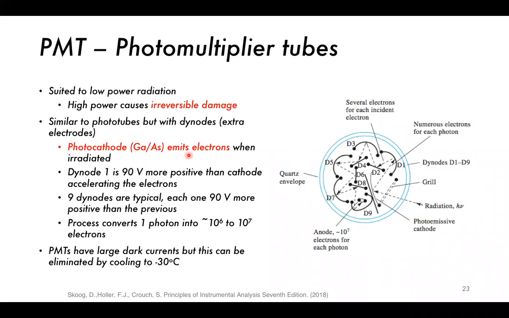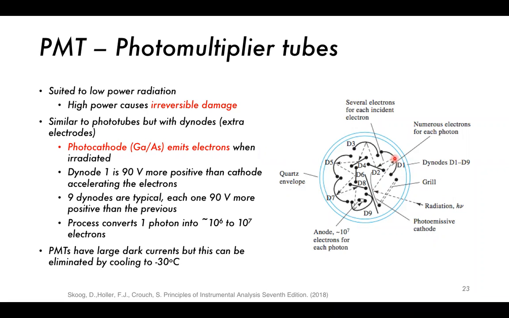So the photocathode emits electrons when irradiated. We have the radiation light, which is incident on the photoemissive cathode. This cathode is the gallium arsenide, which will emit electrons. These electrons are then accelerated towards dynode number 1, which is more positive than the cathode, so it will attract the electrons towards it.